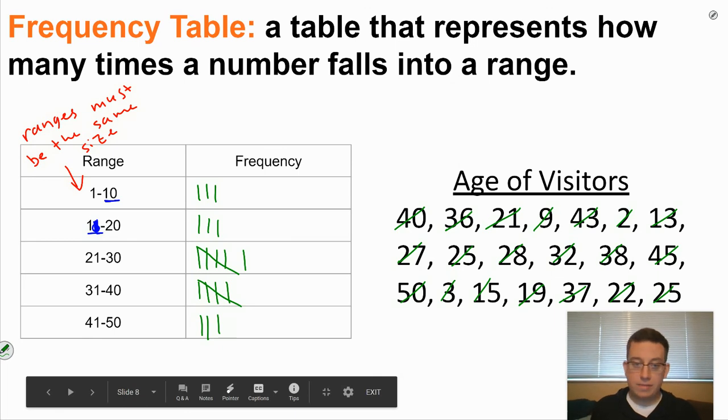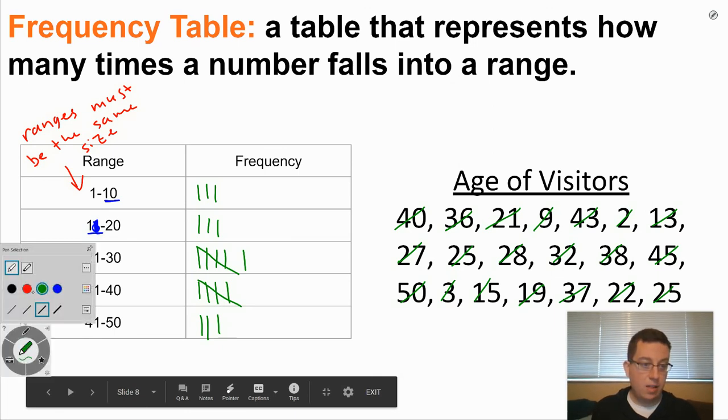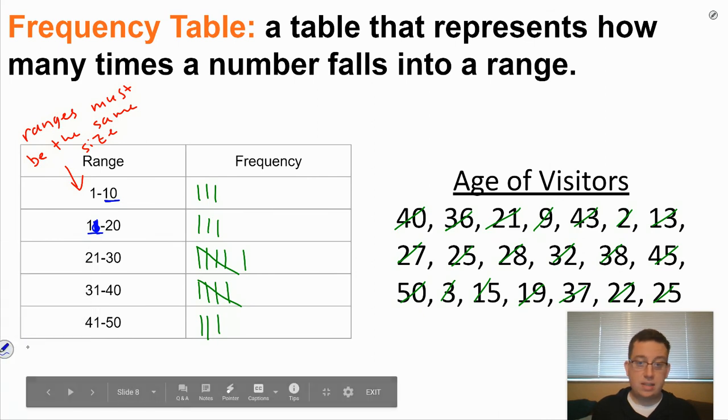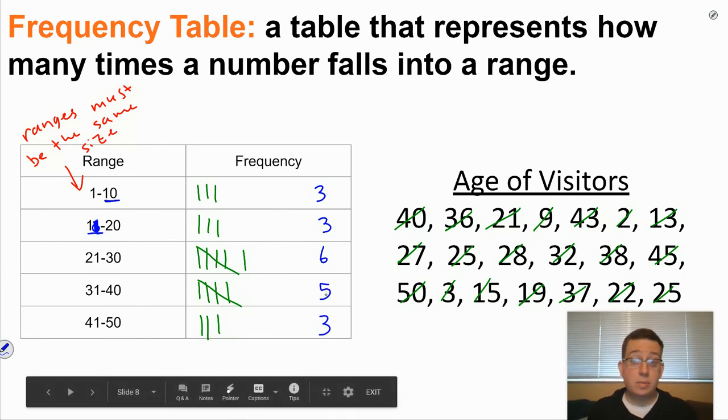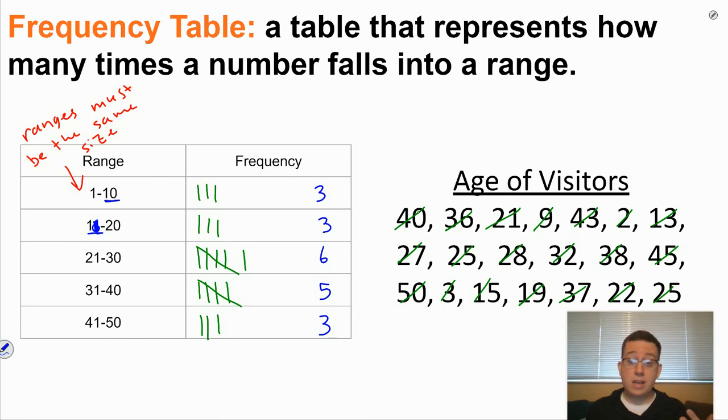Okay, so I've gone through, I've checked everything off. Now let's make sure they all add up correctly. So let's see, in this category, I have 3, 3, 6, 5, and 3. So a quick way to make sure that we've done it correctly is to count how many numbers we have and see if our total in this frequency column comes out to be the same. So let's see, I have 1, 2, 3, 4, 5, 6, 7, 8, 9, 10, 11, 12, 13, 14, 15, 16, 17, 18, 19, 20 numbers.